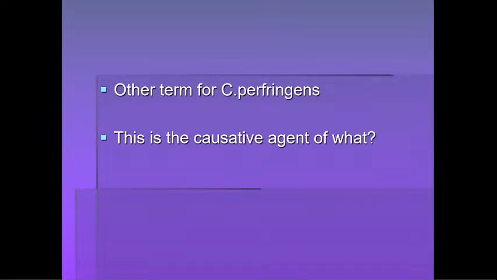So, let's talk about Clostridium perfringens. Clostridium perfringens is known as Bacillus aerogenes capsulatus. This is the causative agent of gas gangrene, which results in myonecrosis. Okay?